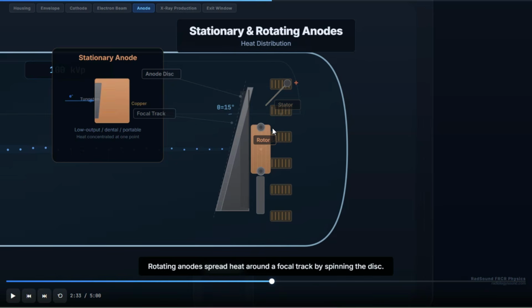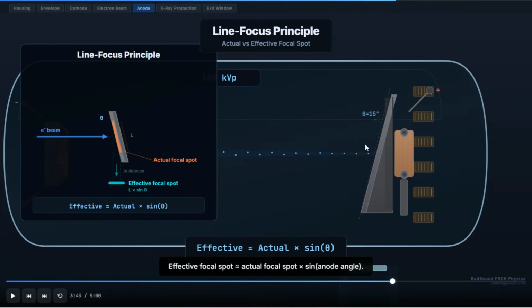Let's say something about the angle. The anode is placed angled. This is important physics, because that angle will help create the line focus principle. The part of the anode made from tungsten rhenium, the part bombarded by the electrons coming from the cathode, is called the actual focal spot. So the area bombarded by the electron beam, the focal track, is called the actual focus spot.